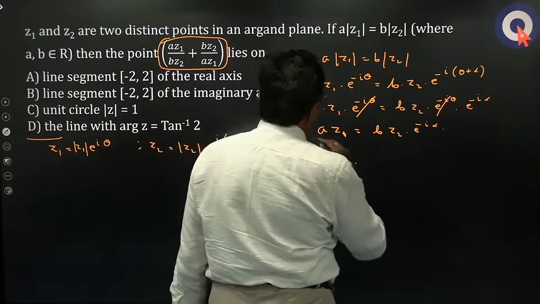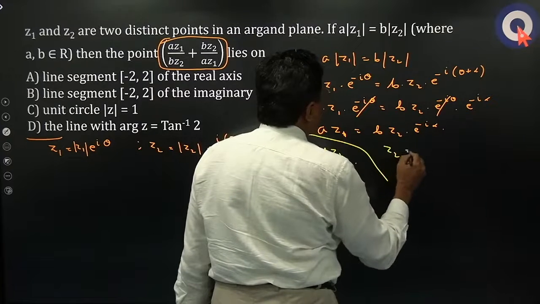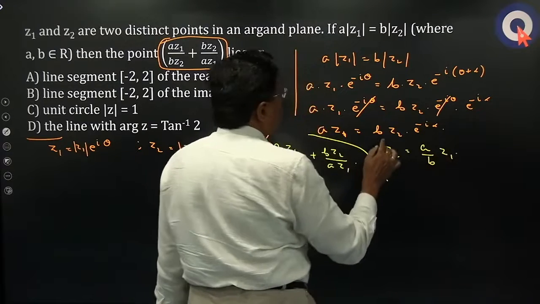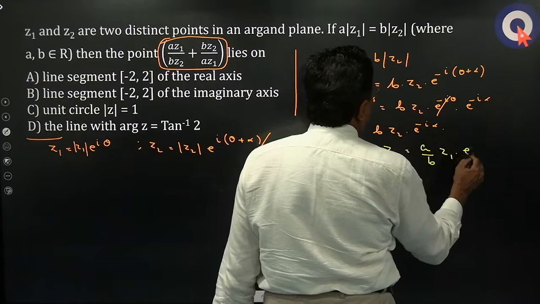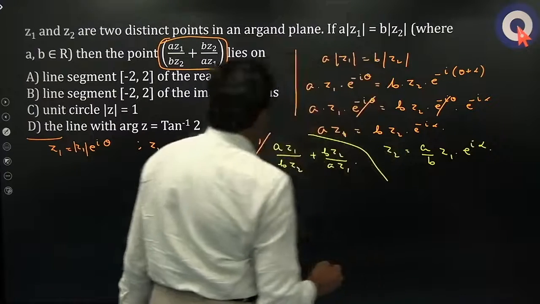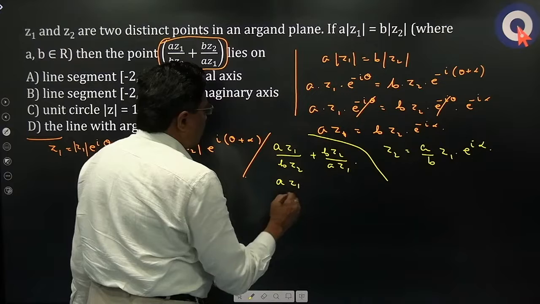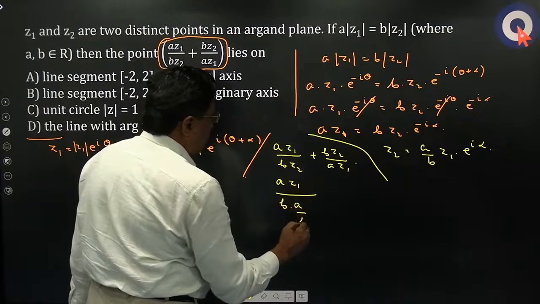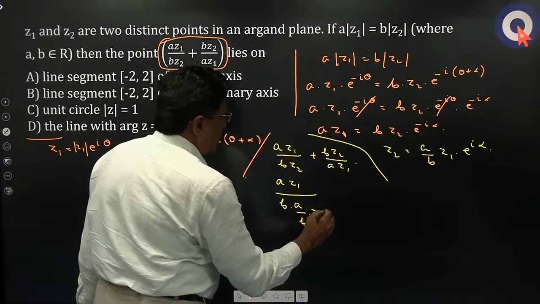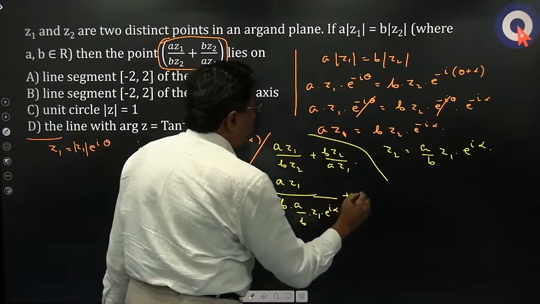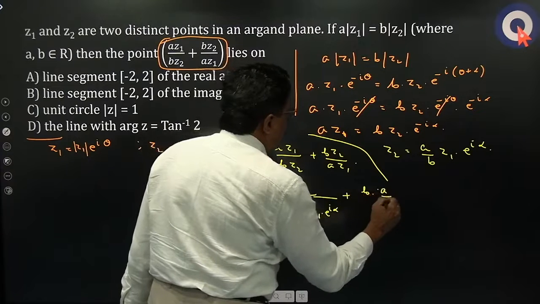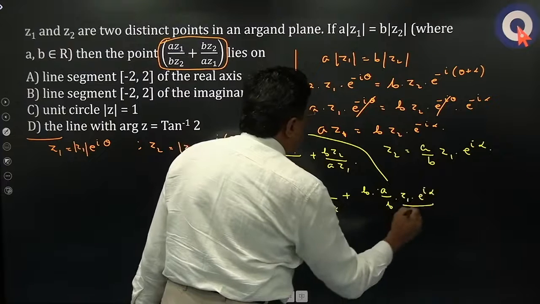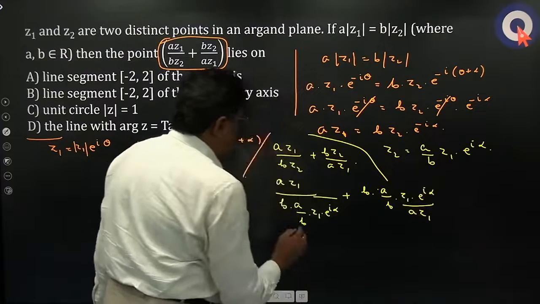From this we can write Z2 is equal to A by B Z1 e power I alpha, right. So we can just do that. A Z1 by B into Z2 is A by B Z1 e power I alpha, plus B Z2 by A Z1 is B Z2 is A by B Z1 e power I alpha by A Z1. All right.